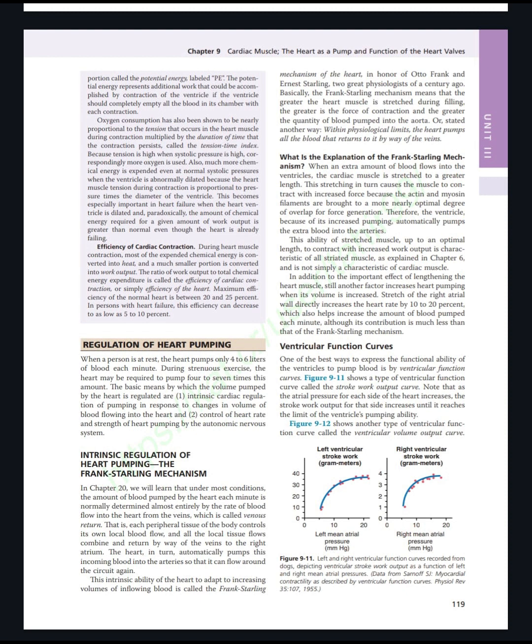That is, each peripheral tissue of the body controls its own local blood flow, and all the local tissue flows combine and return by way of the veins to the right atrium. The heart in turn automatically pumps this blood into the arteries so it can flow around the circuit again.